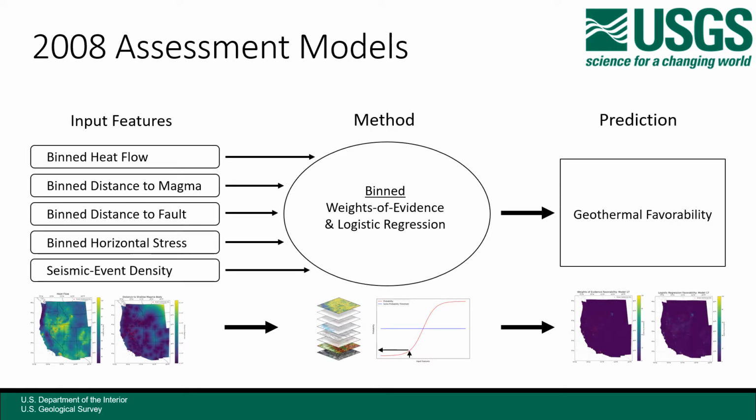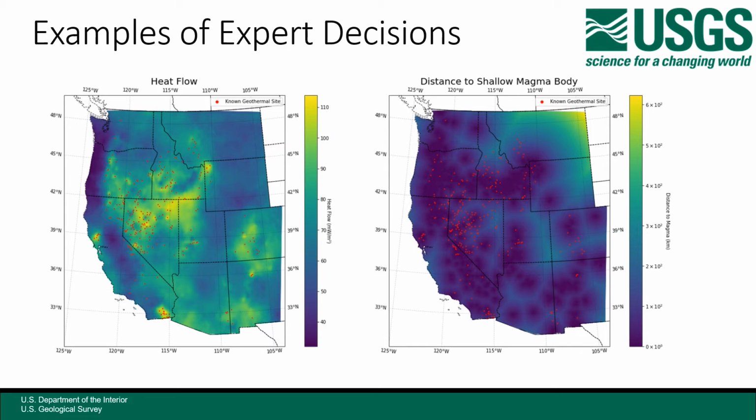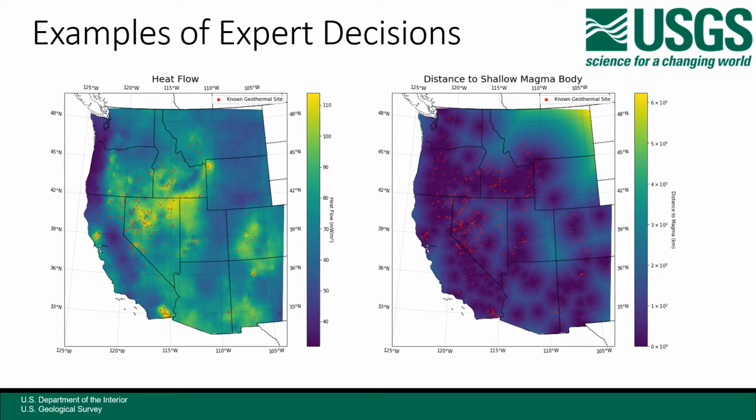With that said, the 2008 assessment did not address either of these challenges. Instead, the data were fed into one of two methods: weights of evidence or logistic regression. But let's take a second to talk about the data sets used with the methods, because how those data were handled effectively made some expert decisions. For example, with the heat flow maps or the distance to a shallow magma body or any of the other feature sets, although continuous data were available, the data had to be binned due to the tools and software available at the time.